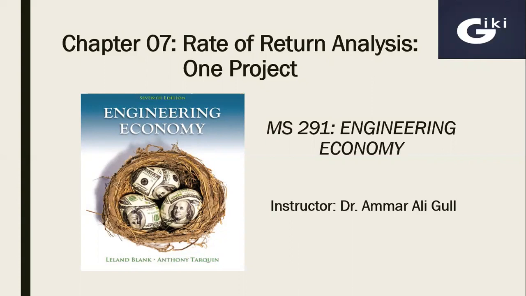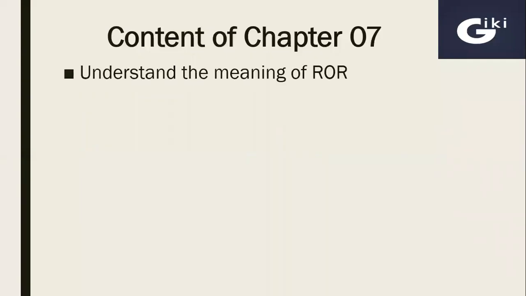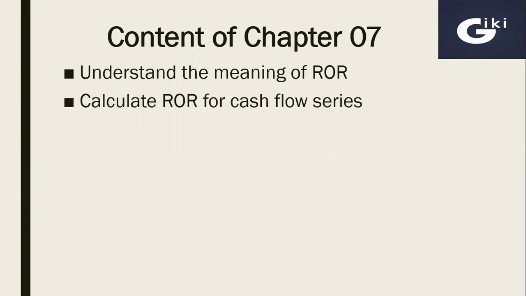We are discussing chapter 7 yet. So, chapter 7 is rate of return analysis for one project. And so far, we have discussed what the meaning of rate of return is, and how to calculate rate of return by using present worth or annual worth for cash flow series.